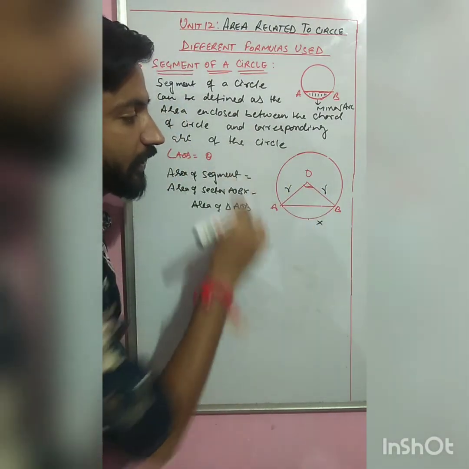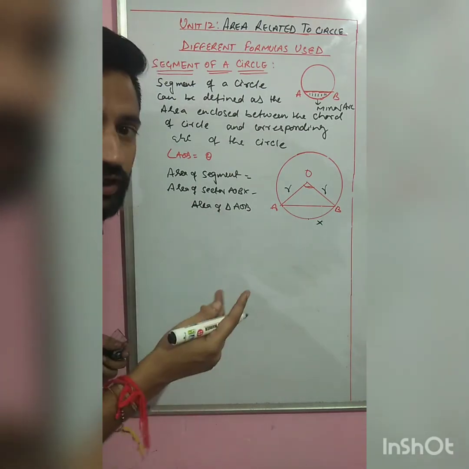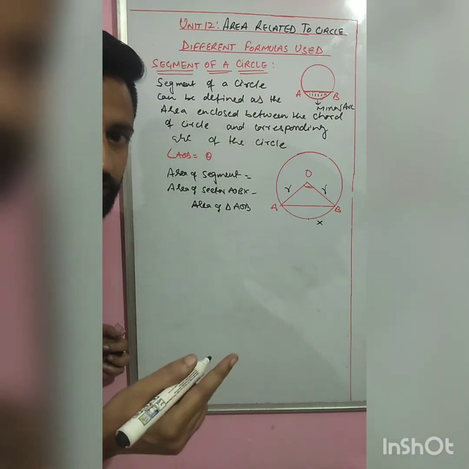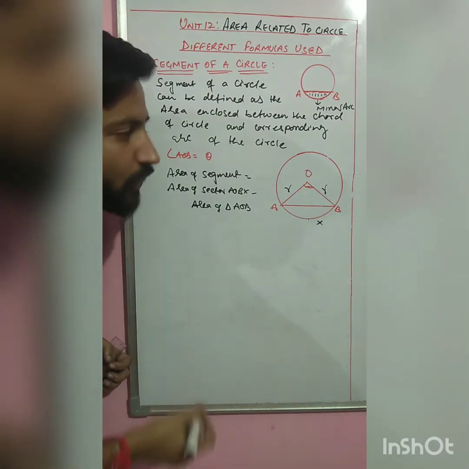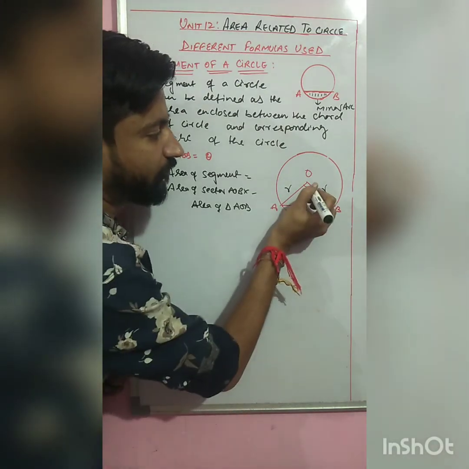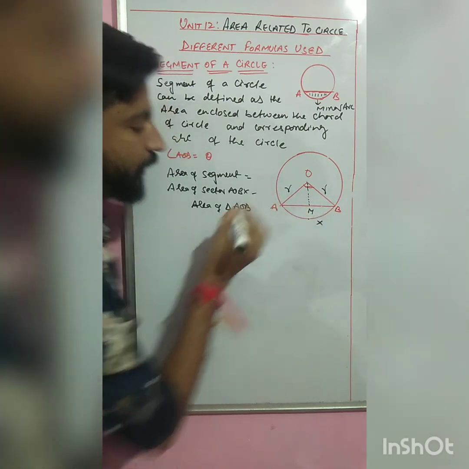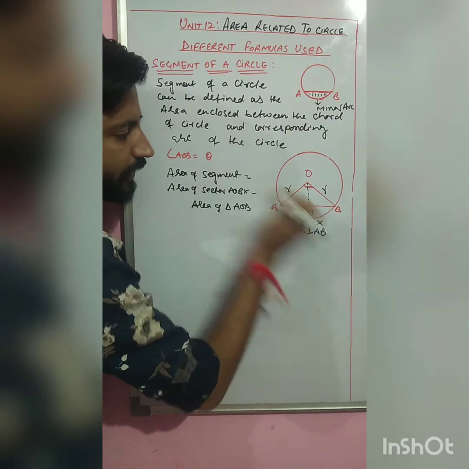Here we are given theta. We cannot use 1 by 2 into base into height unless the height is given. We also cannot use root 3 by 4 side square, since it is not given as 60, so this is not an equilateral triangle. So for this we have to draw a perpendicular. We have drawn OM perpendicular to AB.